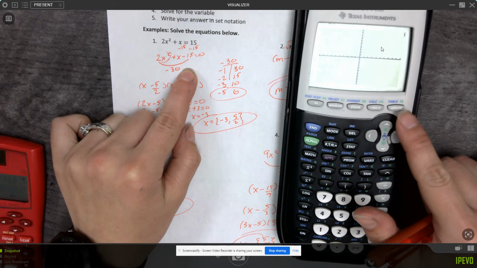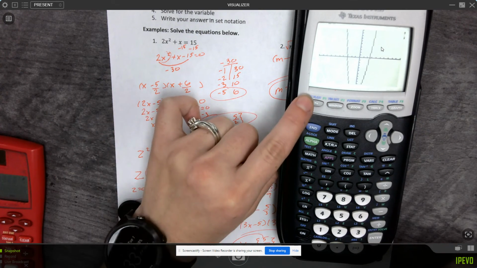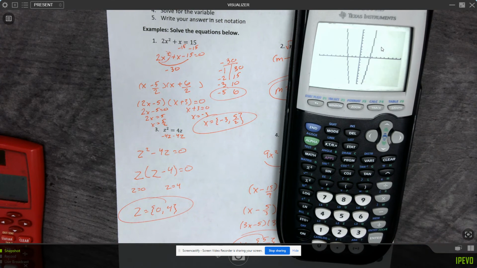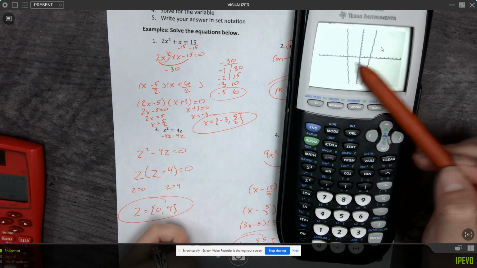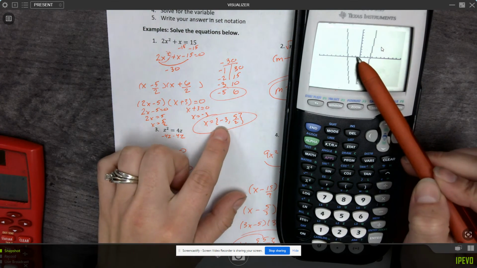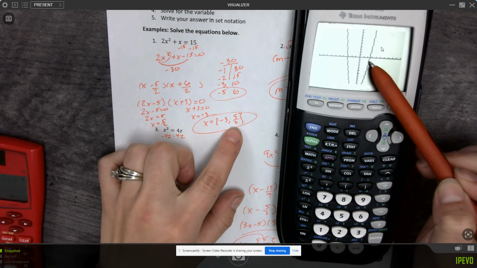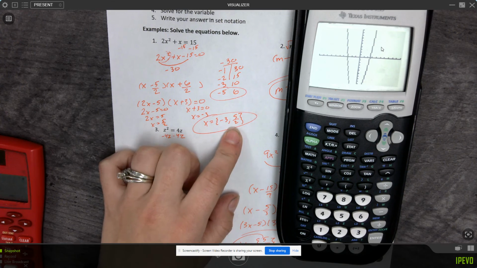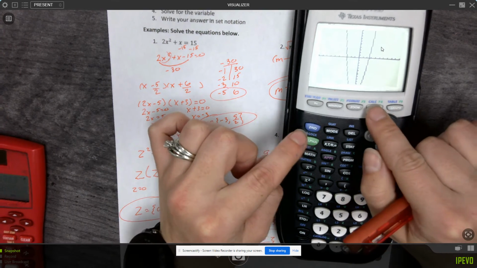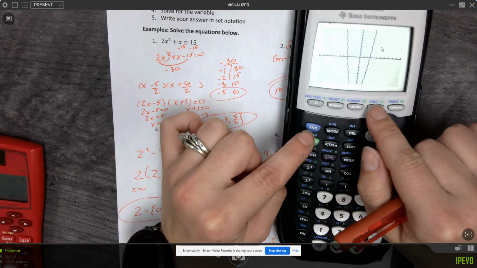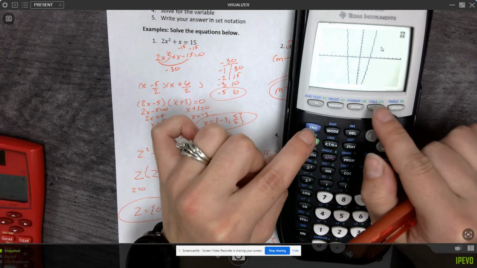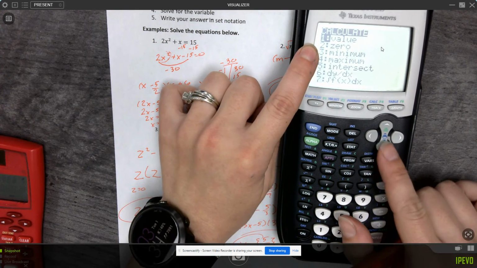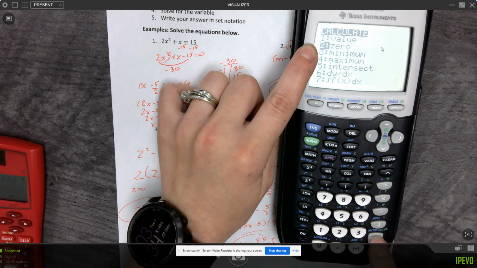I'm going to go and graph. So y equals, type in your equation, graph. Now, you could try to eyeball this, and this -3 is pretty easy to see, but this 5/2, how do I know that that's 5/2 and not some other fraction or decimal? So if you see right here where it says calc in blue, you're going to hit this blue second button and then trace, and we're going to look for the 0. So down to number 2.